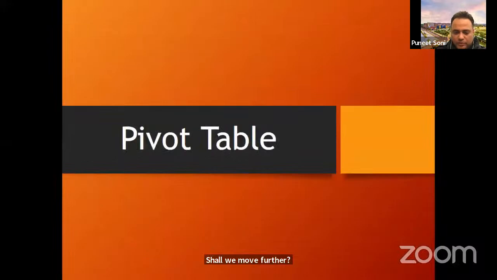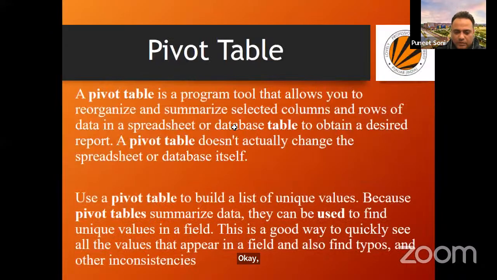Okay, so moving on to the pivot table. What is a pivot table? A pivot table is basically a program tool which allows you to organize and summarize the selected columns and rows of data in a spreadsheet or a database, in case you want to obtain a desired report or result. The pivot table does not actually change the spreadsheet or database itself. It creates a summarized statement as per your requirements. It builds a table of unique values because it summarizes the data and is used to find the unique values in the sheet.